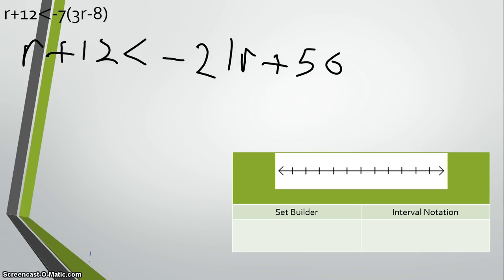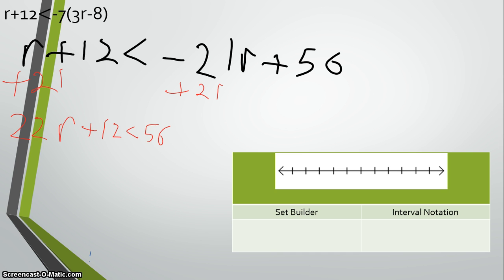So now, once again, we need to get the variables to one side and the numbers without the variables to the other. And so right now, I think on this slide I did the variables first. So it's going to be plus 21r to negative 21r and r plus 21r. And there we go. So it's going to leave us with 22r plus 12 is less than 56 because we have to drop down everything else.